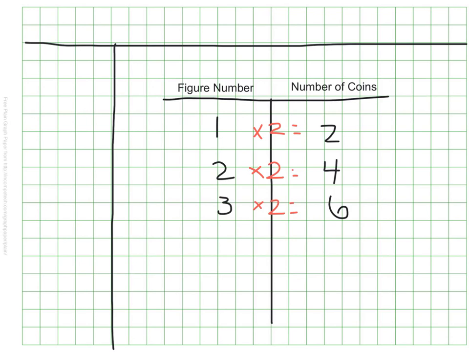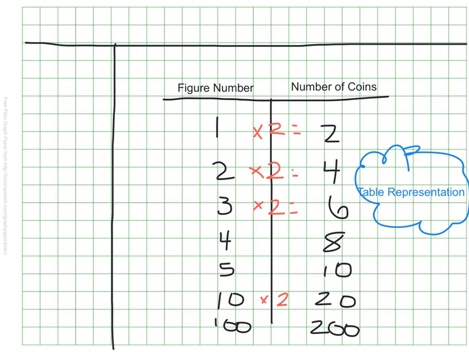I can use that information to continue on in my table, even if I don't have a picture in front of me. So figure number 4, if I multiply that by 2, gives me 8. Figure number 5 times 2 is 10. I can even jump ahead, right? So figure number 10, I know based on this pattern, if I multiply that by 2, figure number 10 would have 20 coins. Figure number 100, if I multiplied that by 2, would have 200 coins. This is another way people show a pattern in algebra, and this one is a table representation.